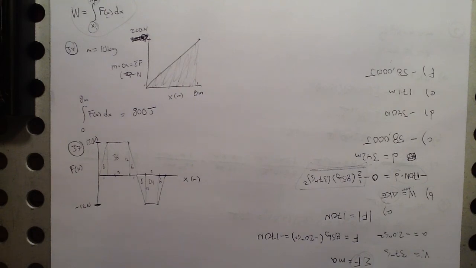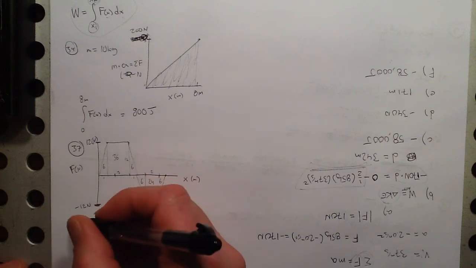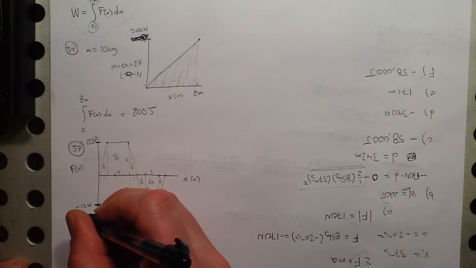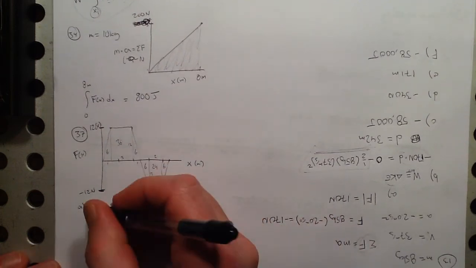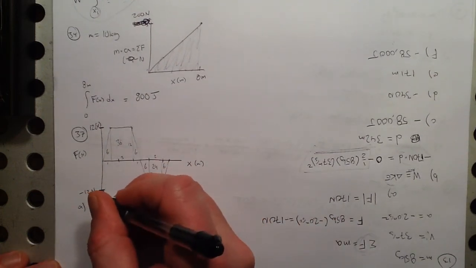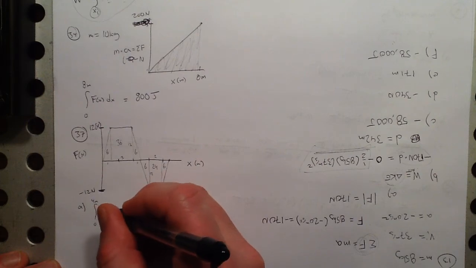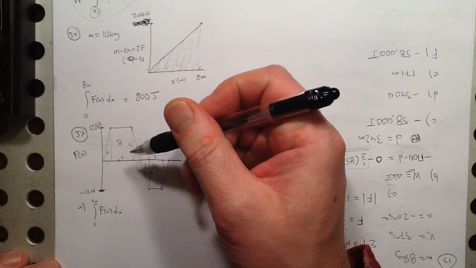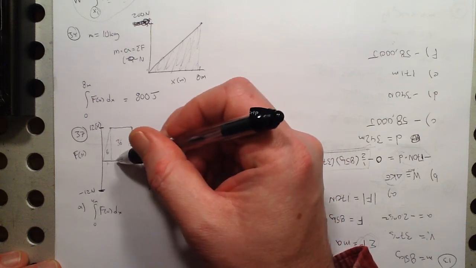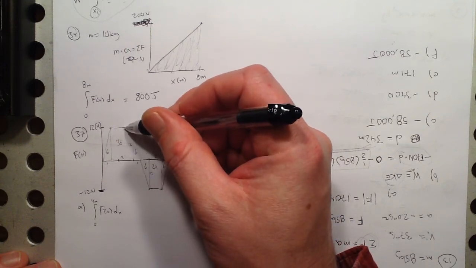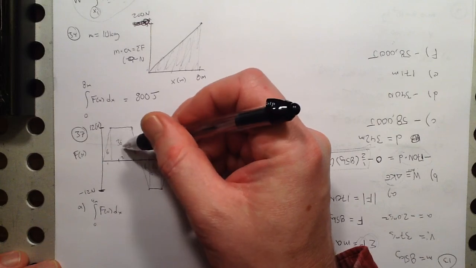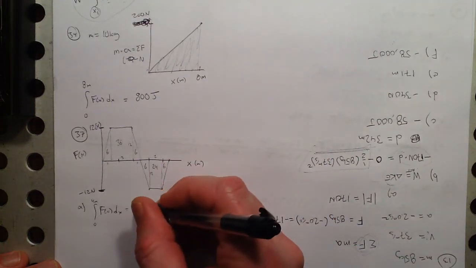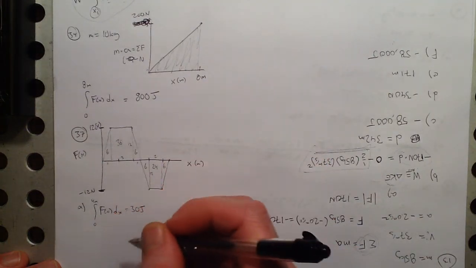They want to know how much work has the force done on the particle when the particle reaches 4 meters? From 0 to 4 meters. Well, that's awkward of them, isn't it? So this is 1, 2, 3. 4 would be here. So that would be 24 and 6. I think that's 30 joules, right? You can check that.